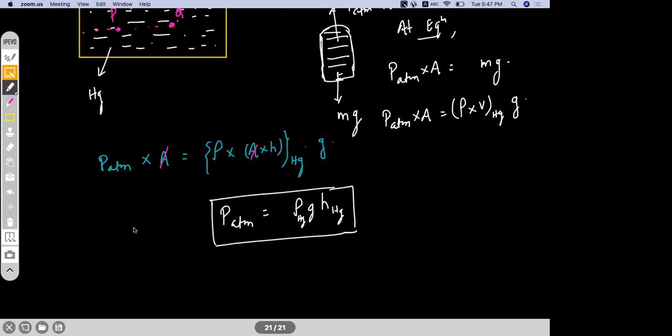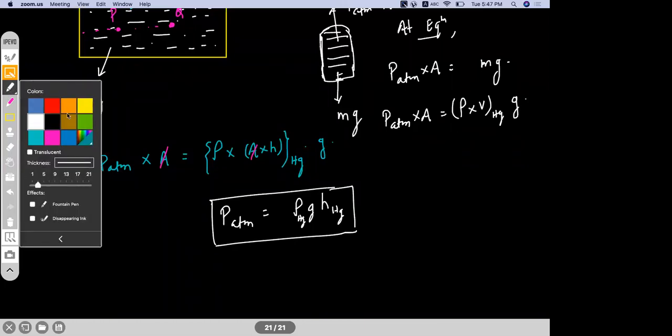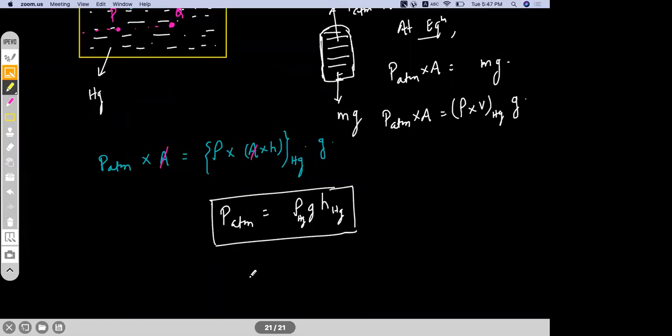Clear? Now for any liquid of height h and density rho, we can give the pressure as rho g h. It's a general thing, rho g h. Now since we know the atmospheric pressure, we can find out the height of the mercury column. What height of the mercury column exerts pressure equal to the atmospheric pressure? When you substitute all the values here, you will get the height of the mercury column, h of Hg, equals 76 centimeter.